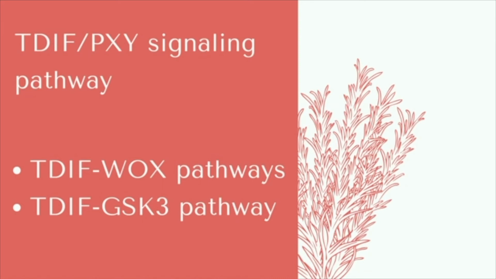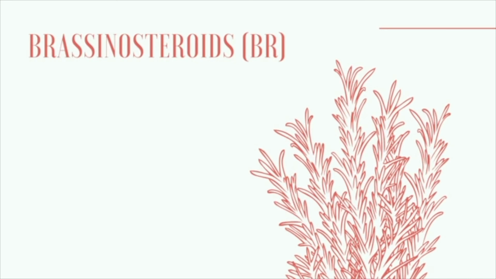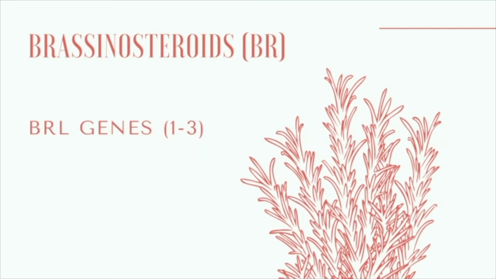The TDIF-GSK3 pathway inhibits cells from differentiating into phloem cells, while the TDIF-WOX2 signaling pathway inhibits vascular stem cells from differentiating into xylem cells. Brassinosteroids, or BR, are hormones that play an essential role in xylem differentiation. The BRL genes, 1 to 3, are predominantly expressed in the vascular tissues. BRL1 and BRL3 encode functional BR receptors. BRL1 plays a role of BRs in xylem differentiation. BRL3 may repress phloem differentiation.